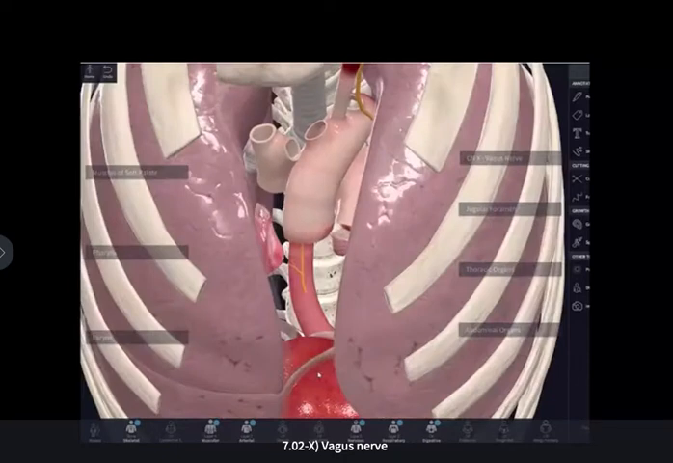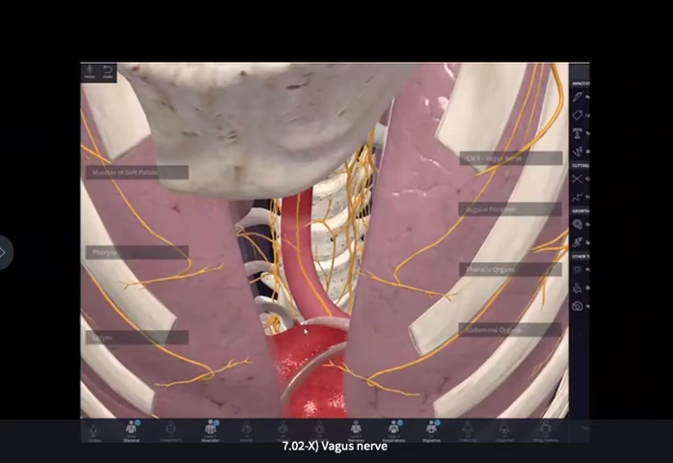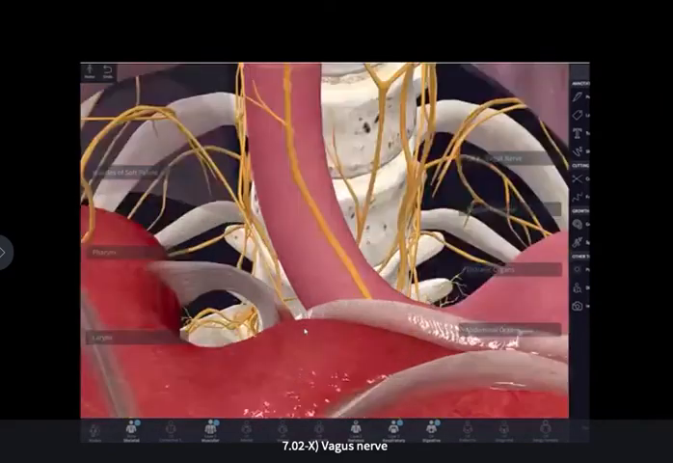Why don't I go ahead and hide the heart? I'm going to go ahead and add in the rest of the nerves here that we can see, both the right and left vagus nerves, and then of course the resulting vagal trunks. Hold on. Now let's dive into the thoracic cavity a little bit further.